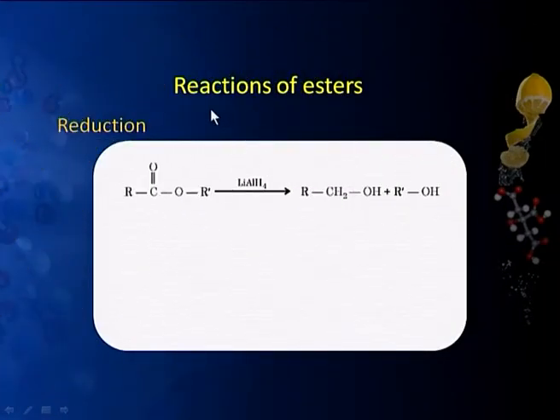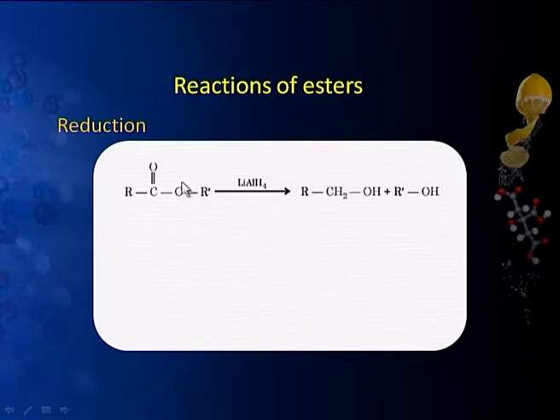Then reduction. Esters are reduced with lithium aluminum hydride. Lithium aluminum hydride cleaves this bond, the C-O bond. One H goes to this oxygen, one H goes to this carbon. So this side goes as aldehyde and this side goes as alcohol. And aldehydes get further reduced with this lithium aluminum hydride, and we ultimately get 2 molecules of alcohol.